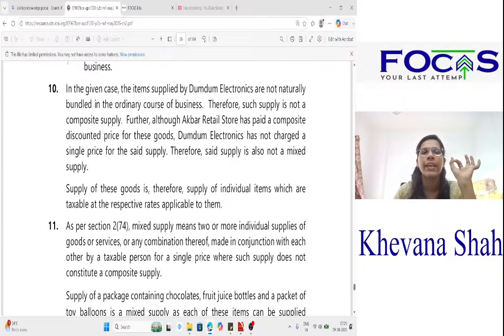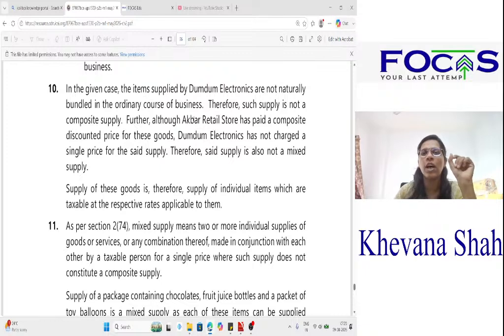See, in the given case, the items supplied by Dum Dum Electronics are not naturally bundled in the ordinary course of business. Okay, naturally these are not bundled. I can sell each of these items separately. Therefore, such supply is not a composite supply. So I am ruling out the possibility of composite supply first. Now next what I will do is I will check for mixed supply. Now what they are saying.